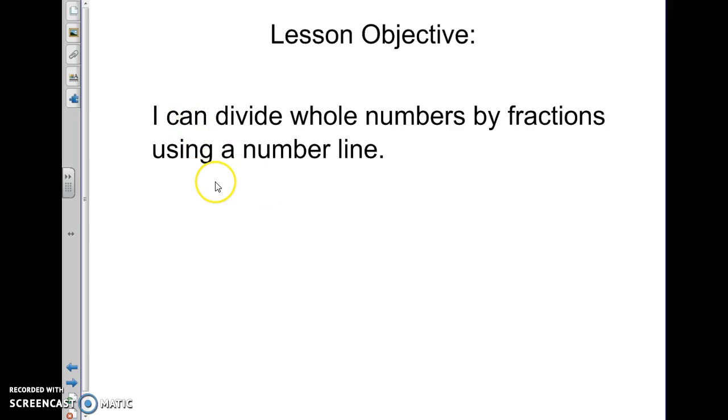Our lesson objective today: I can divide whole numbers by fractions using a number line. So we have worked with dividing whole numbers by fractions, but we haven't used this one particular strategy, so I want to introduce it to you today.